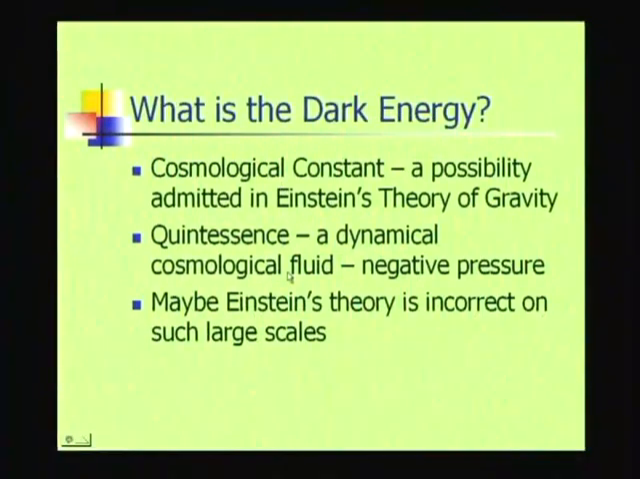Both of these possibilities are based on Einstein's general theory of relativity, the known theory of gravity. Now, there is a third possibility which people are also considering: that Einstein's general theory of relativity, the theory of gravitation, is incorrect. Maybe there are modifications on large scales. One of the possibilities that people are considering quite seriously is that there are higher dimensions.